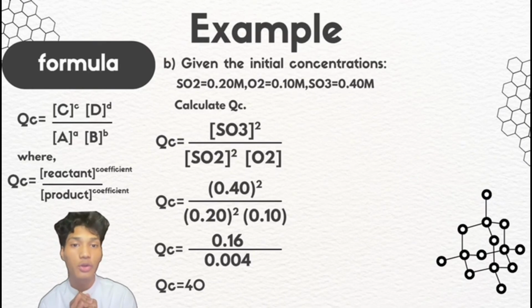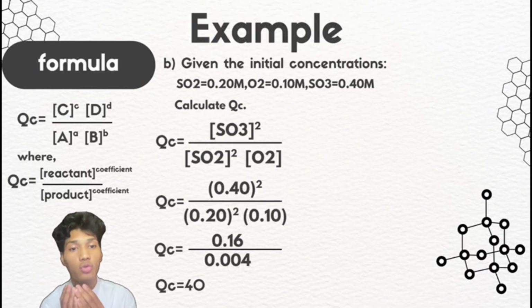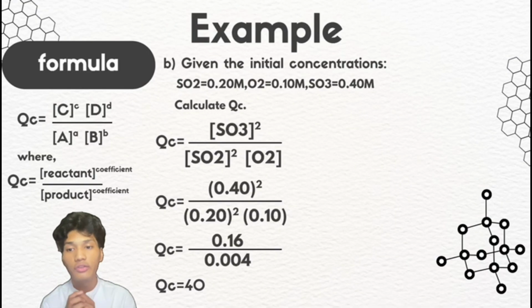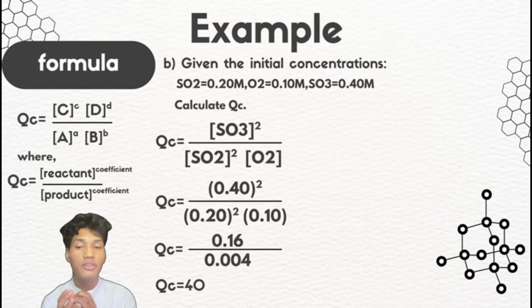For example B, we're going to use the formula for Qc. Let's read the question first. Given the initial concentrations: SO2 is 0.20 M, O2 is 0.10 M, and SO3 is 0.40 M. To calculate Qc, we're going to use the formula where products are divided by reactants, and each reactant and product is raised to the power of its coefficient.